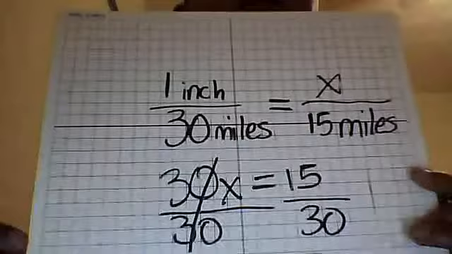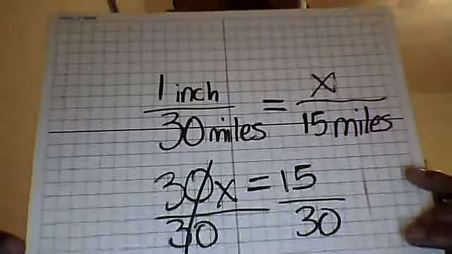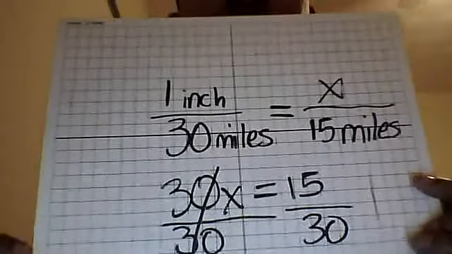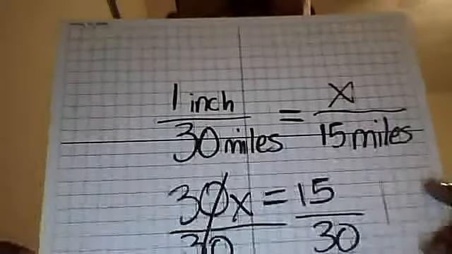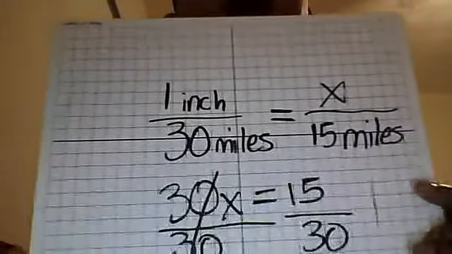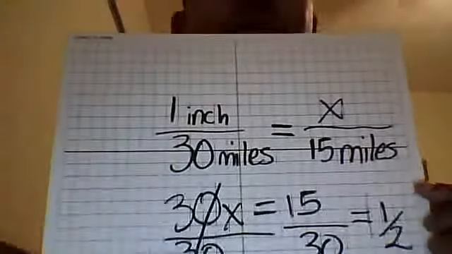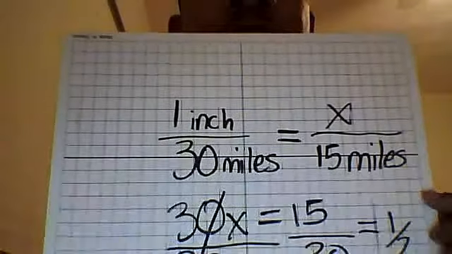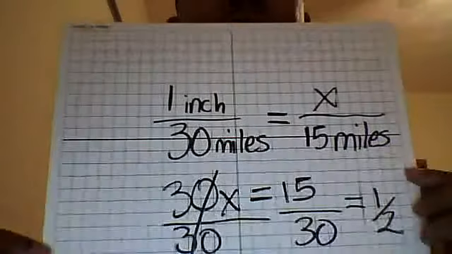30 divided by 30 is 1, so that leaves us with x equals 15 divided by 30. Once again, you must know how to simplify. This would simplify down to 1/2 because 15 goes into 15 once, and it goes into 30 twice. And as we all know, 1/2 equals 0.5. So to answer a question like that, how many inches would equal 15 miles? 0.5, or 1/2 an inch.